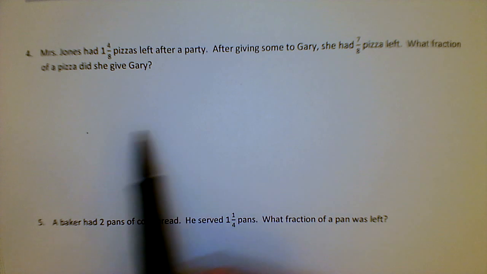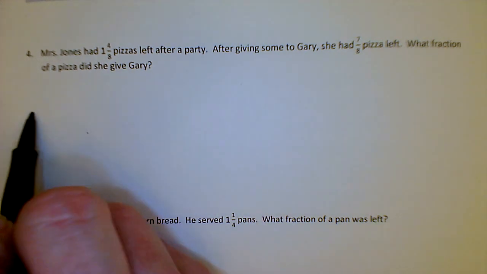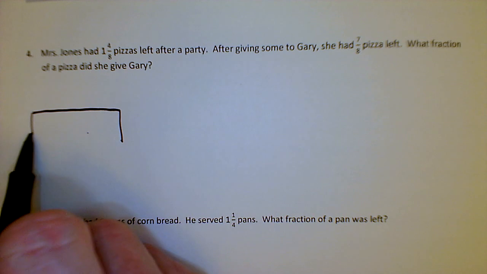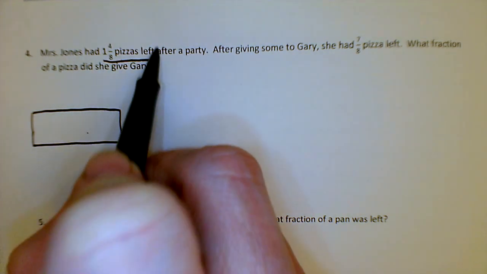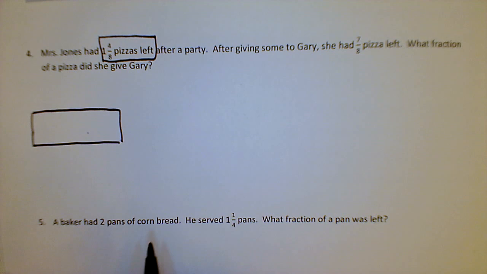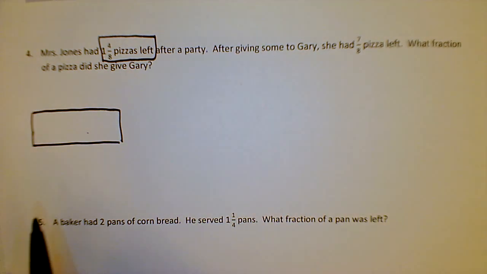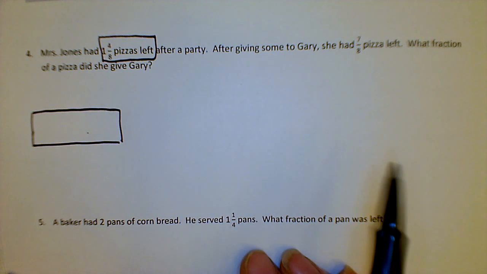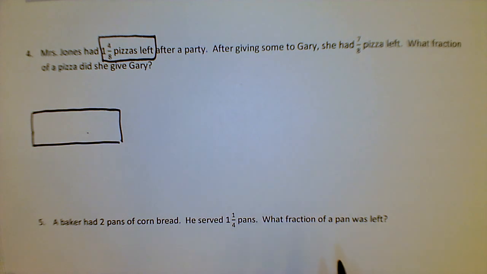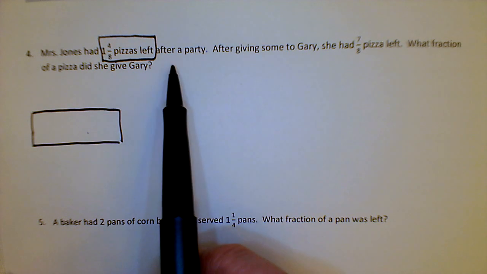But first I'm going to go ahead and do one of these part wholes. So let's do that first. Let's go ahead and draw this. Now, she had 1 4/8, this is what she had left. So make sure you're paying attention: after a party. After giving some to Gary, she had that left. So what did she start out with for the purposes of this? We're not going to start with 2 whole pizzas because we're really starting the story after the party.